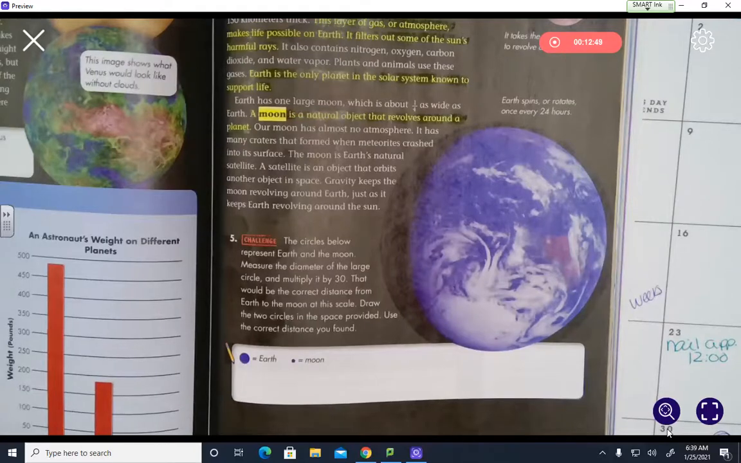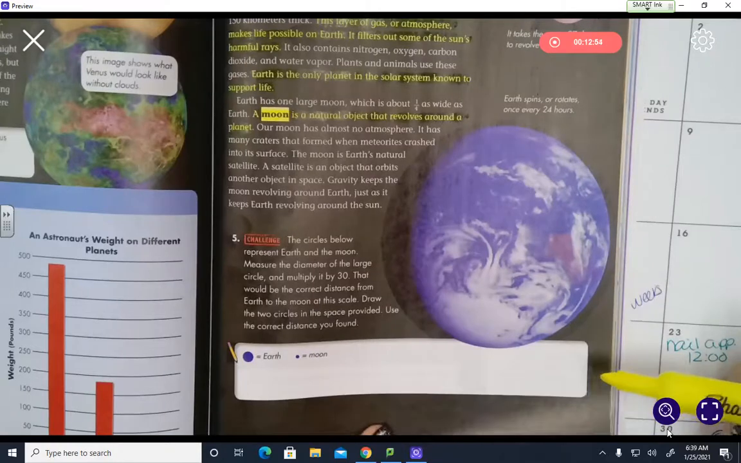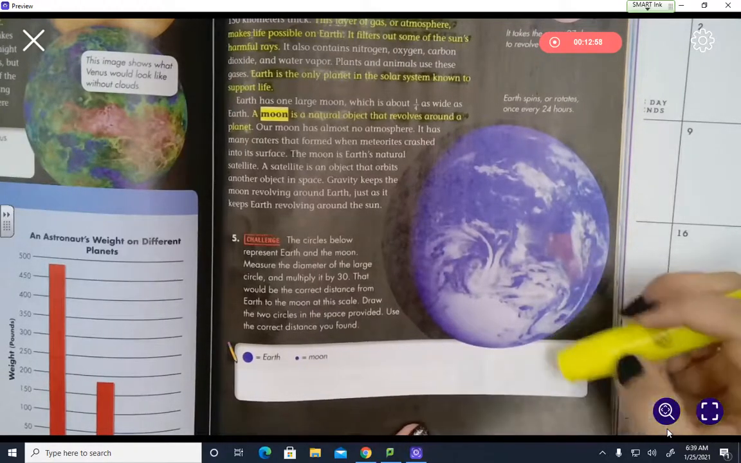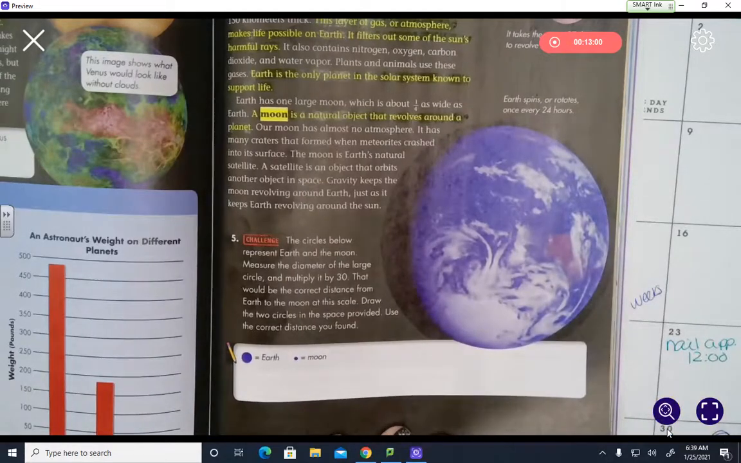Give that a try. See what you come up with. I want to see if you could follow those directions. Try that. I want to see what your picture looks like. The wording's a little confusing, but I want to see if you could try that and see what you come up with.